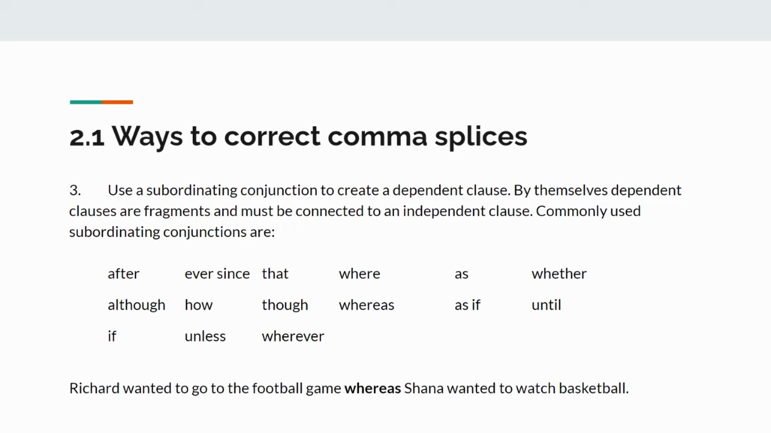As an example, Richard wanted to go to the football game, whereas Shauna wanted to watch basketball. Here we have created a dependent clause at the end of this sentence. Because if we just take the clause, whereas Shauna wanted to watch basketball, that cannot stand on its own, making it a non-complete sentence. This way, we have an independent clause, Richard wanted to go to the football game, and a dependent clause, whereas Shauna wanted to watch basketball, and therefore it's okay.